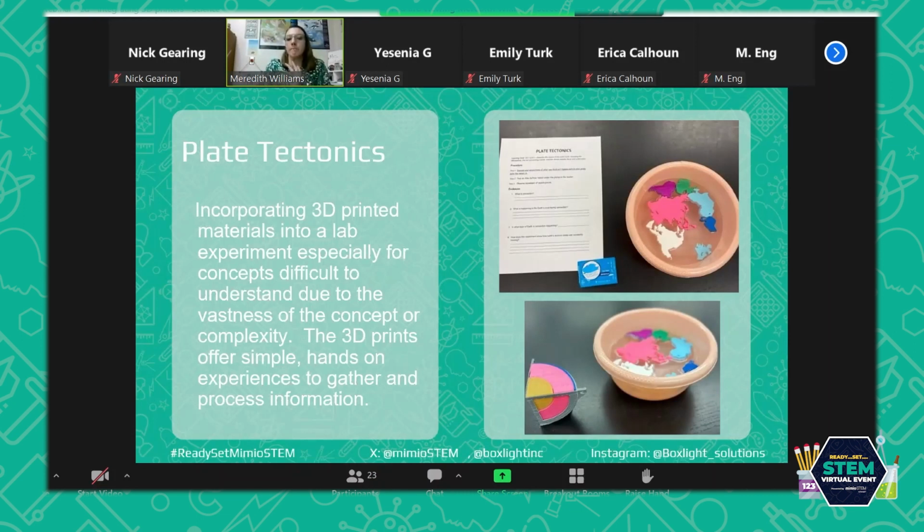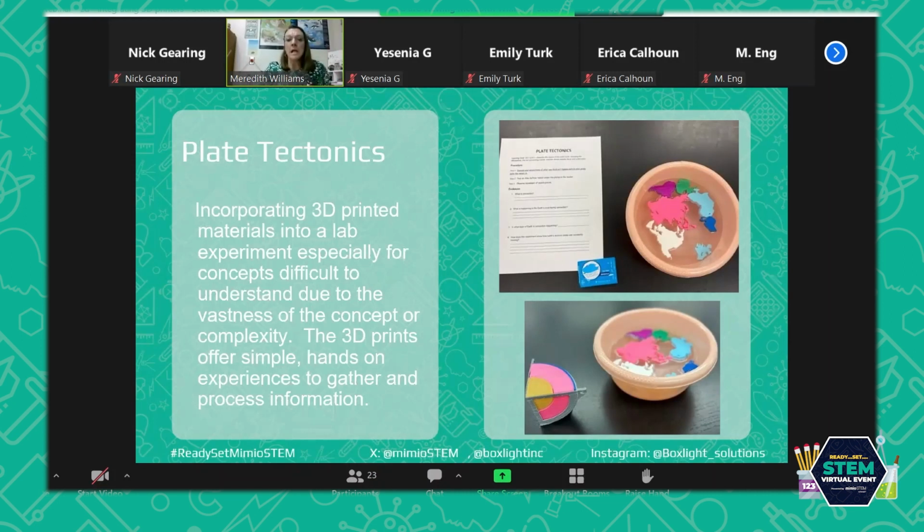So I usually just print out the core, the mantle, and the crust, just because I want the students to understand the size difference, of how much bigger the mantle is compared to the crust or the core. So that just gives them a visual aid of it.